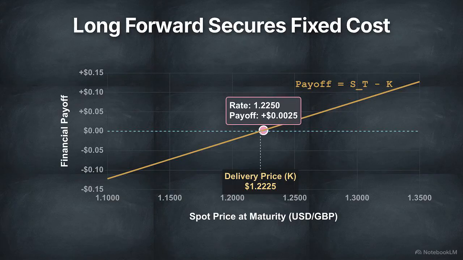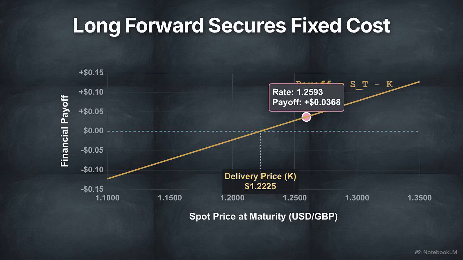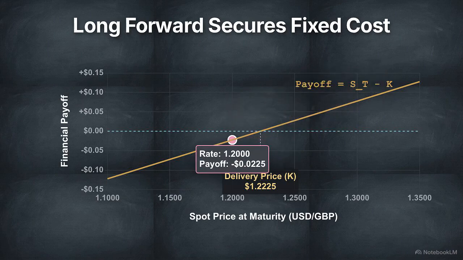Applying this to our U.S. business, Import Co., we establish the fixed delivery price at $1.2225 per British pound for an August delivery. If the August spot rate rises to 1.300, the contract yields a positive payoff, saving the company money. If the rate falls to 1.200, the payoff is negative, meaning the company pays more than the current market price.